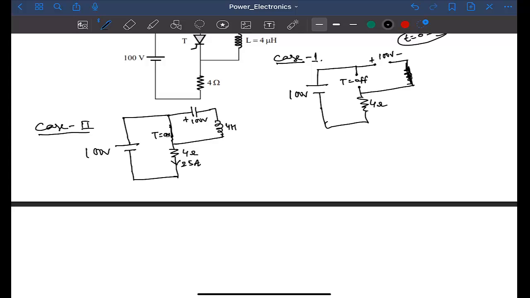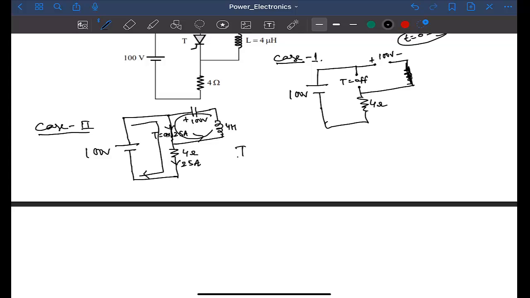So see, this thyristor will carry 25 ampere due to the connected load 4 ohm, and this thyristor will also carry a current of this circulating circuit. Like this, capacitor and inductor circuit is closed in nature, so capacitor will pump some current. So one current will flow like this.